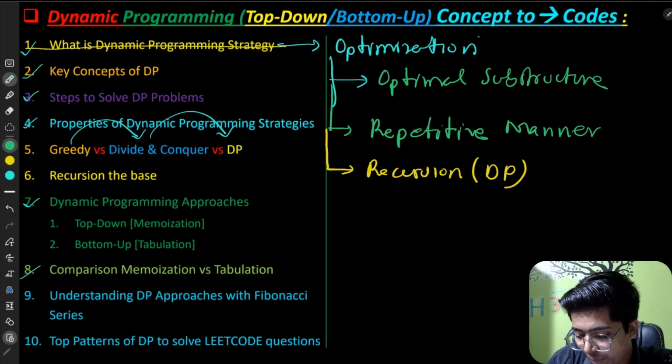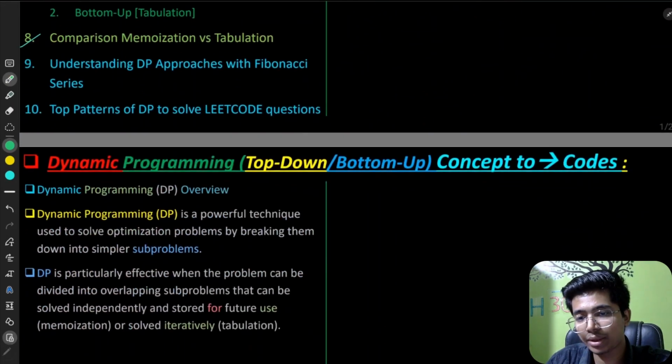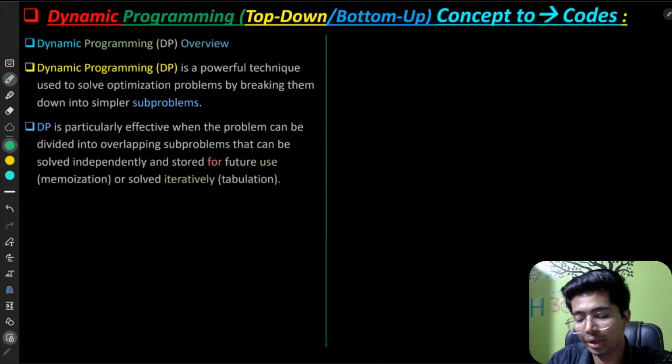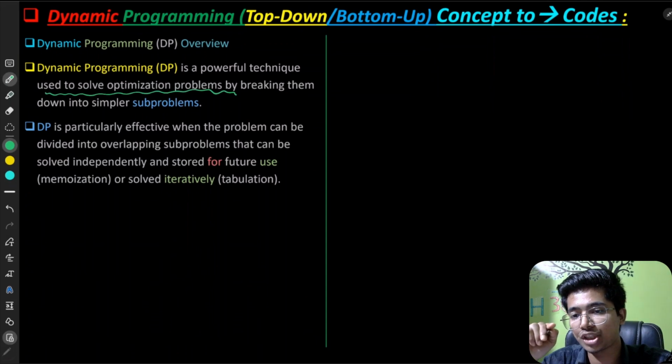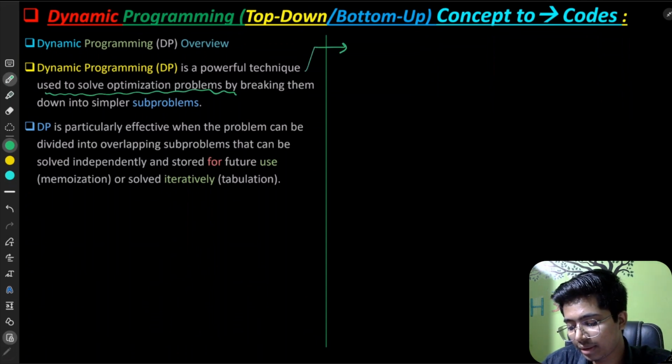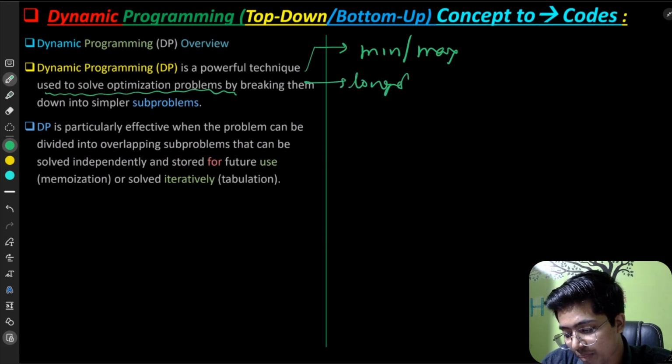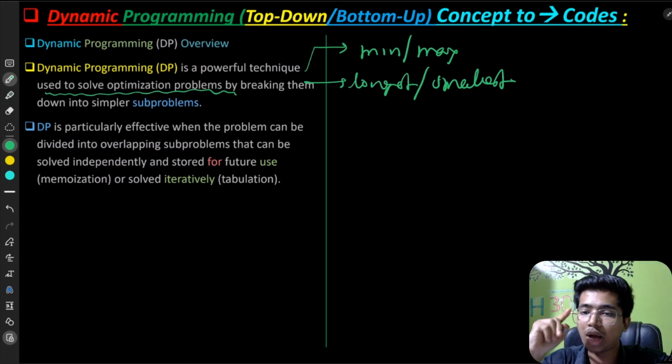Now second, we'll be observing the key concepts of dynamic programming. These are the main key concepts that I already told you. So let's study the key concepts. It is a powerful technique used to solve optimization problems. Those problems where you will get the main motto like this: minimum or maximum, longest or smallest. So anything of optimization where the value will be only one. When you get that type of place, you need to understand that is dynamic programming.